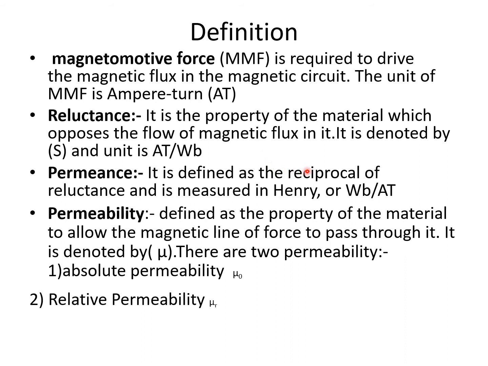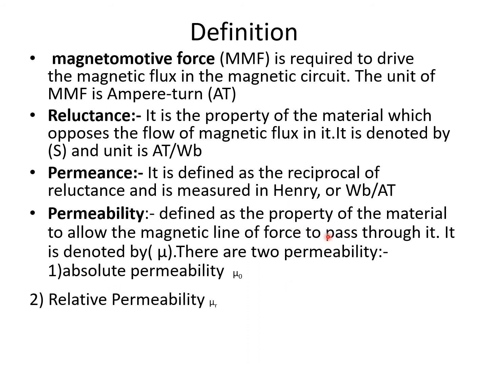Ampere turns per Weber. Next काय आहे? Permeance. What is permeance? It is defined as the reciprocal of reluctance and it is measured in Henry or Weber per ampere turns. And permeability, it is defined as the property of the material.